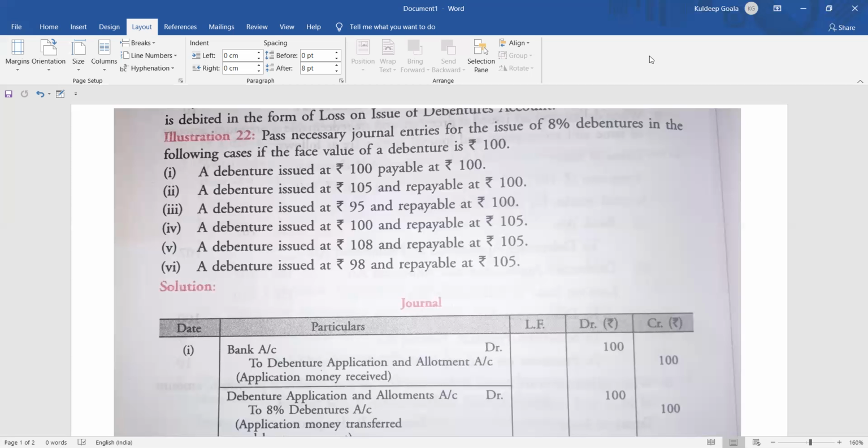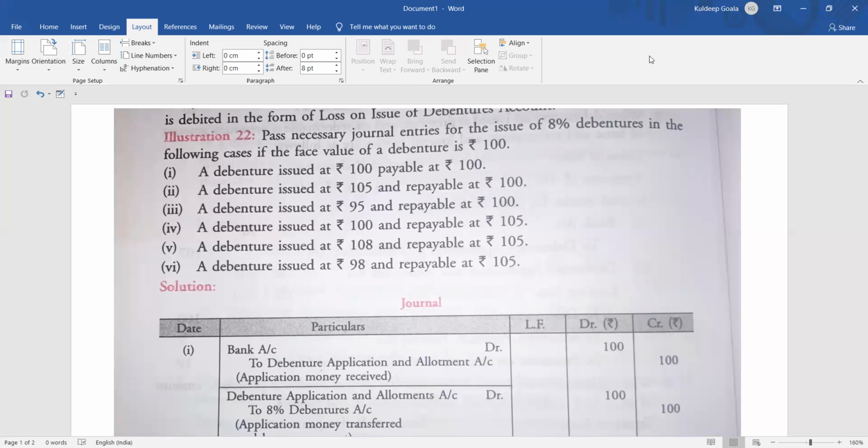Now the fourth situation is where I'm issuing at par. A 100 rupees debenture, I'm issuing at 100 rupees, but repaying, redeeming at premium. While returning, I returned at 105 rupees. Understood? While returning, I am returning at 105 rupees. So that is issued at par and redeemable at premium. Clear? Then again, it might be that I am issuing at premium and redeeming also at premium.